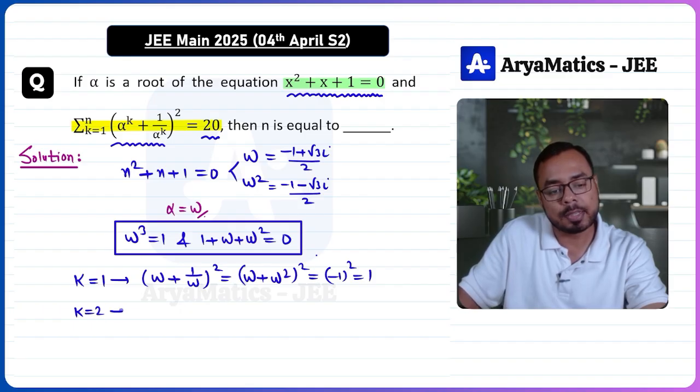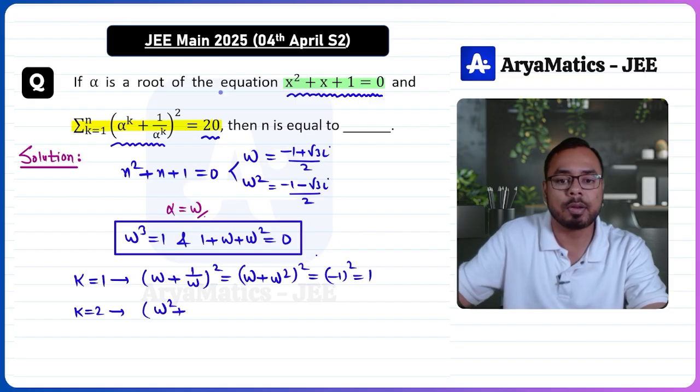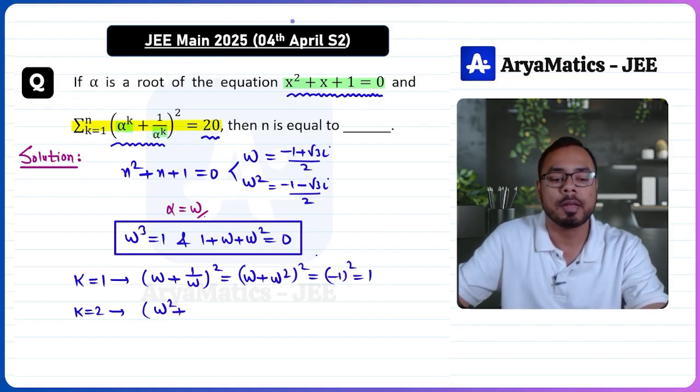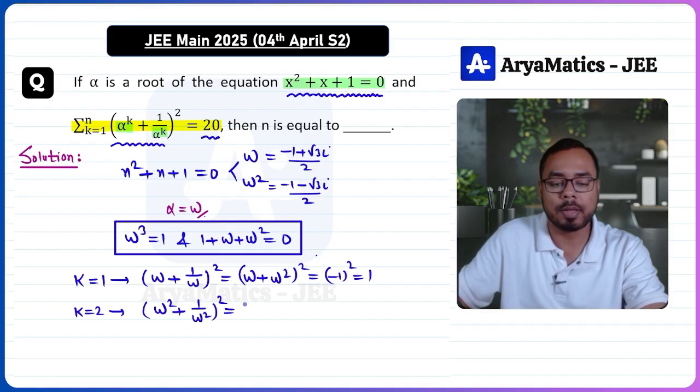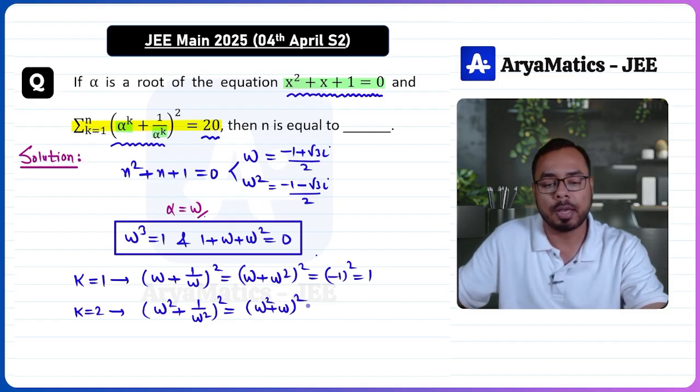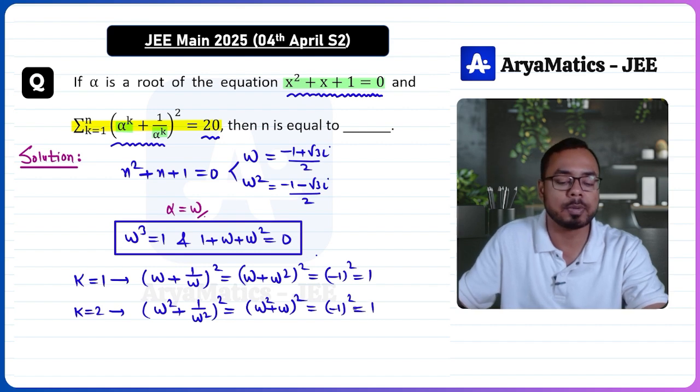Now let us take k as 2. If k is 2, the term, we are calculating alpha raised to k plus 1 by alpha raised to k, whole square, will be omega square plus 1 by omega square, whole square. Now again, 1 by omega square is nothing but omega, because omega cube is 1. And omega square plus omega will be minus 1. So this will become plus 1.